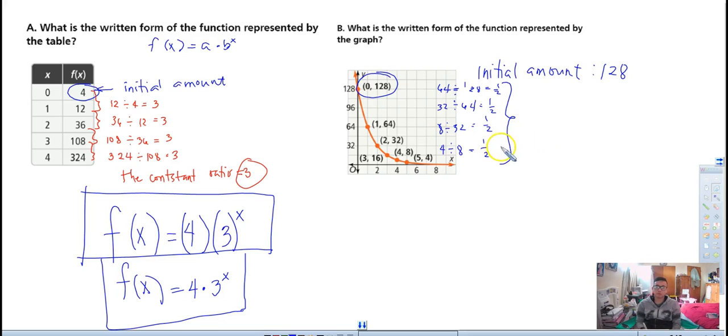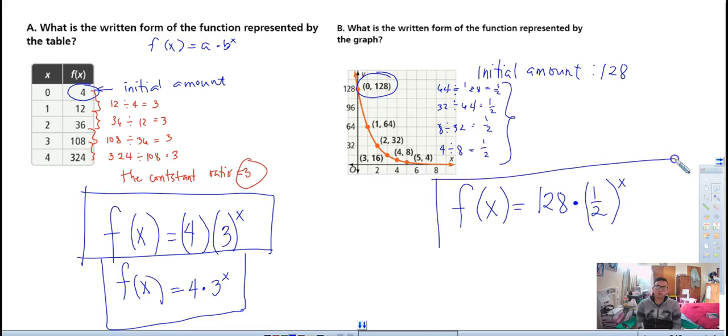We already have the initial amount, 128, and the constant ratio, I'm sorry about that, is 1/2. So we can now put f of x is equal to the initial amount 128 times the constant ratio, which is 1/2, in parentheses, raised to x. This is now your exponential function based on the table that we have.